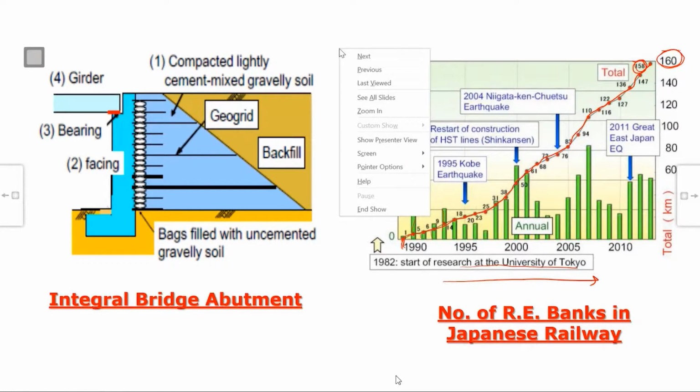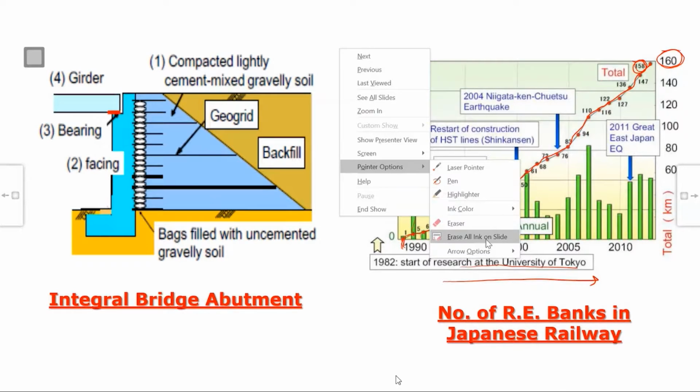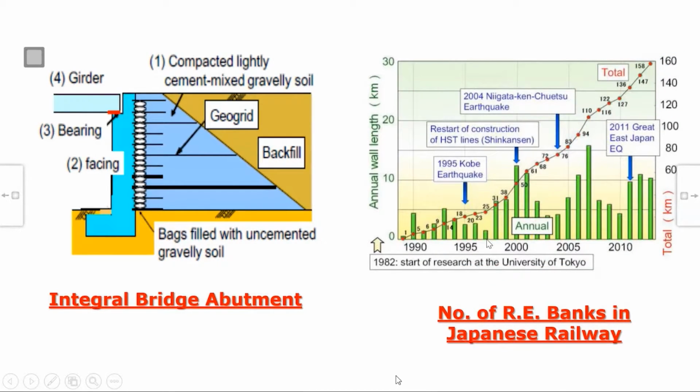So around 159 or almost 160 RE walls for railway, totaling a length of 160 kilometers. So quite huge numbers, it is not one.